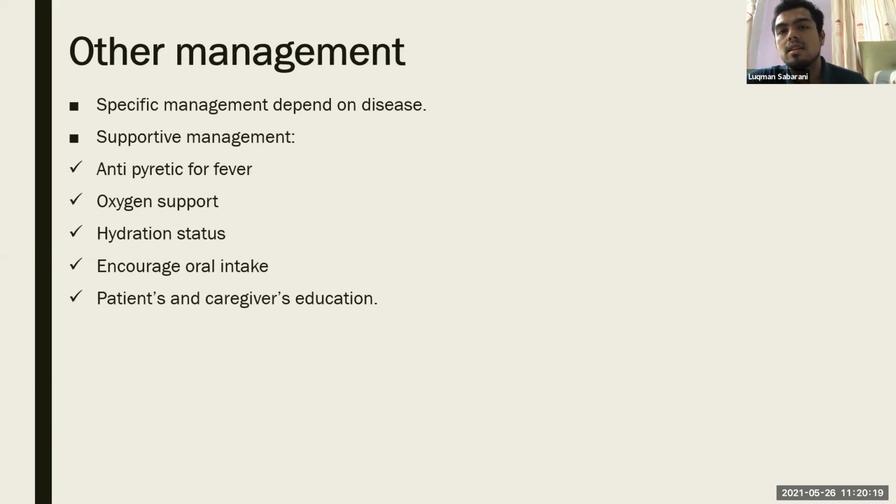Other management includes treating the specific disease. So for example, if we suspect the patient has pneumonia, we give antibiotics to the patient. Other supportive management includes antipyretic for fever, oxygen support, hydration status, and we need to encourage the patient to take oral intake, and we need to educate the patients and also the caregiver.